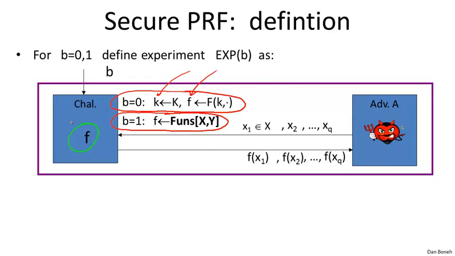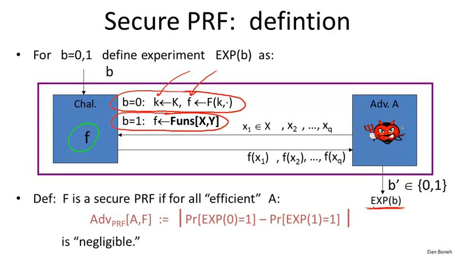And now his goal is to say whether the function little f is chosen truly at random from Funs[X,Y], or chosen just from the set of functions implemented by the PRF. So he outputs a certain bit b prime, and we'll refer to that output as the output of experiment, either experiment 0 or experiment 1.